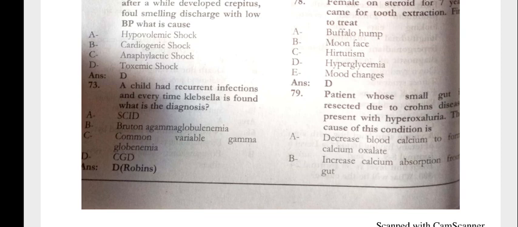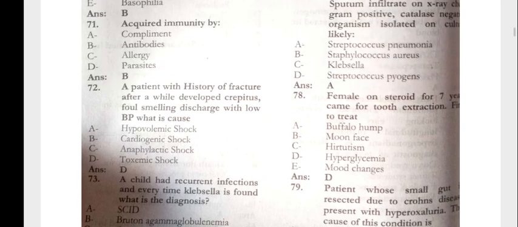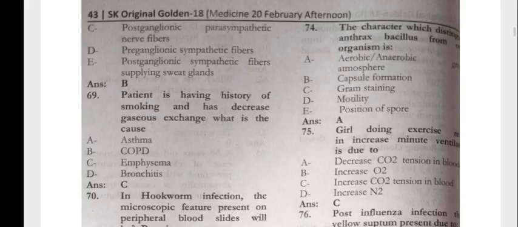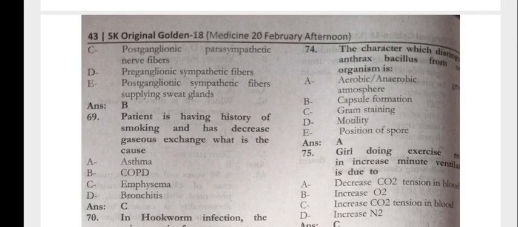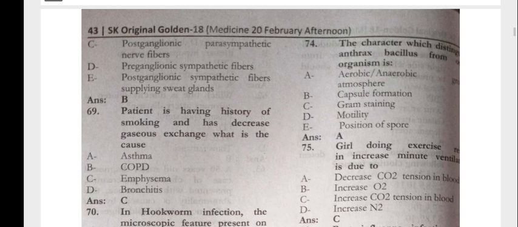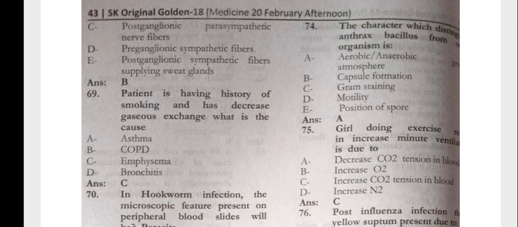The child had recurrent infections and every time Klebsiella is found. What is the diagnosis? That is CGD. Next, the character with distinct anthrax bacillus is the anaerobic growth atmosphere.